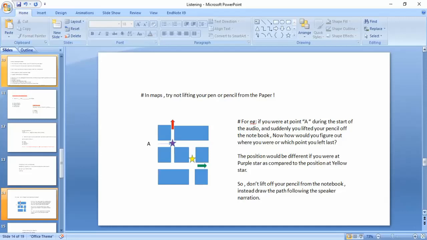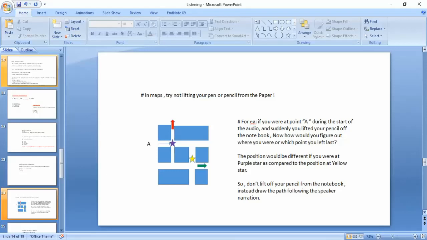For example, if you were to start at point A in this picture or in this map at the start of the audio, and suddenly you lifted your pencil off the notebook, how would you figure out where you were or which point you left last? You will not find out where the speaker already reached.